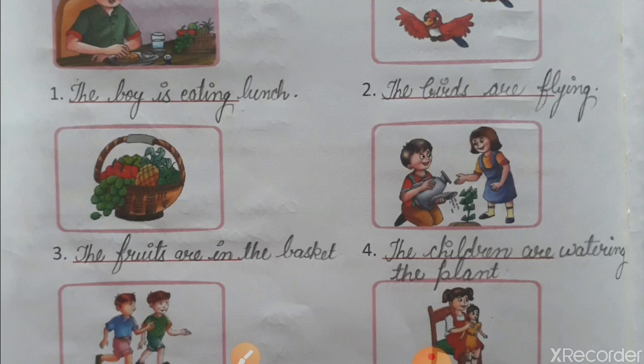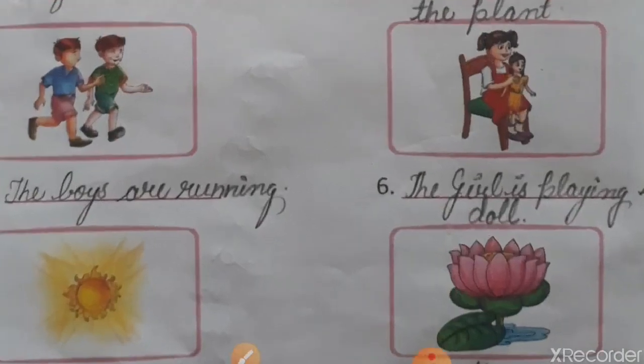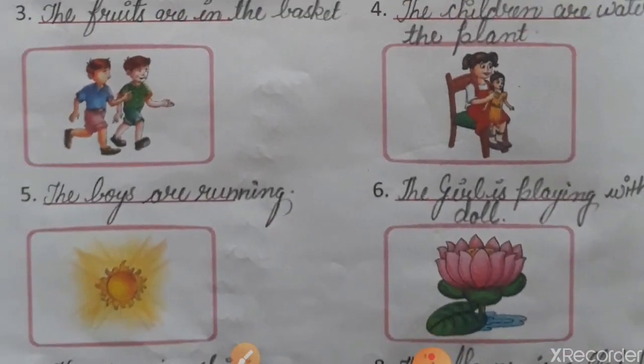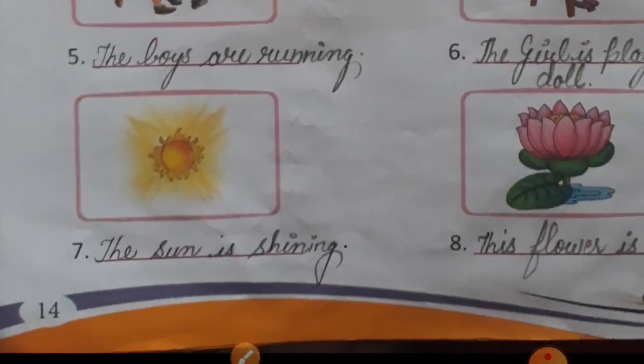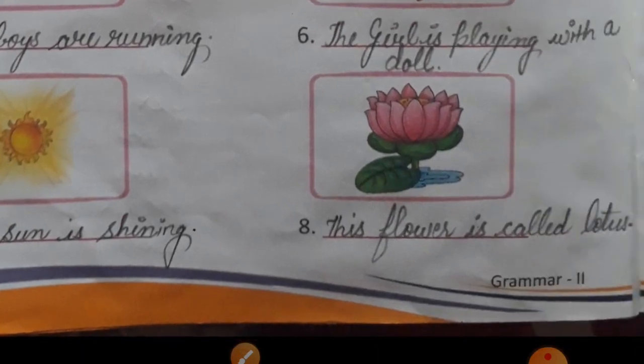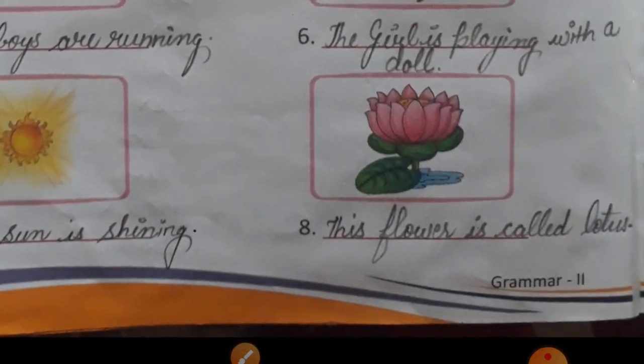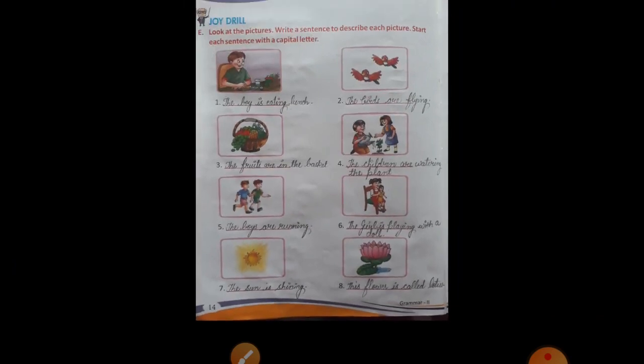Okay. Now fourth, the children are watering the plant. Next, fifth, the boys are running. Here the girl is playing with a doll. Now next, seventh, the sun is shining. And the eighth is, this flower is called lotus. So students, this is the joy drill of your second chapter. It is on page number 14. You can take a screenshot of this picture. After that you will be able to do it.